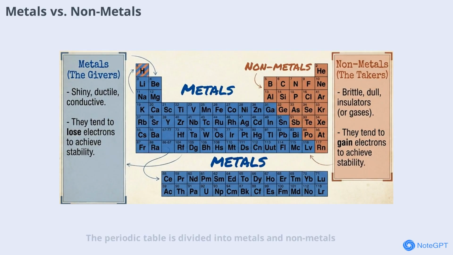The periodic table is divided into metals and nonmetals with a clear boundary between them. Metals are typically shiny, conductive, and malleable, while nonmetals are more likely to be gases or brittle solids. This division helps us understand why elements behave so differently and why certain materials have the properties they do.